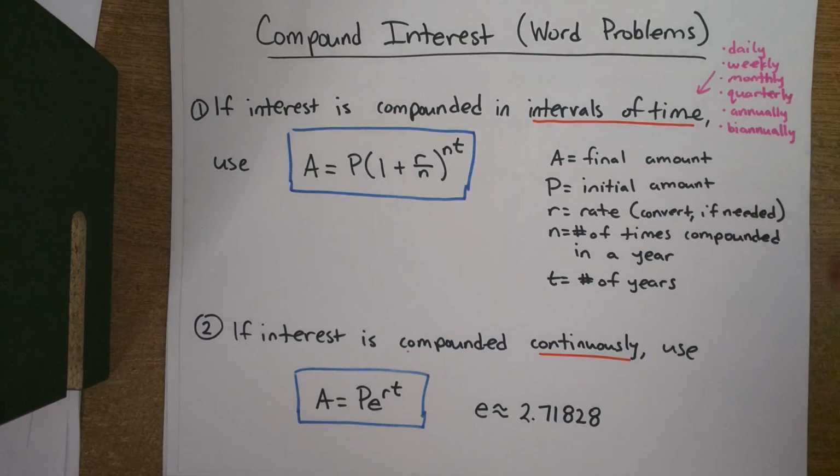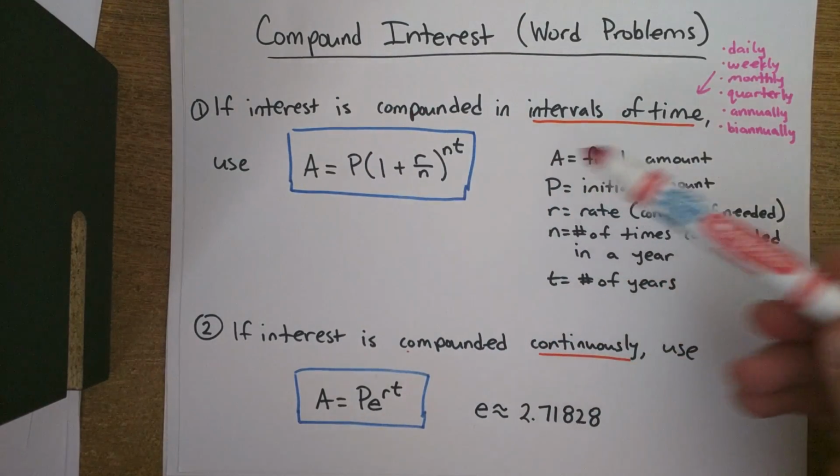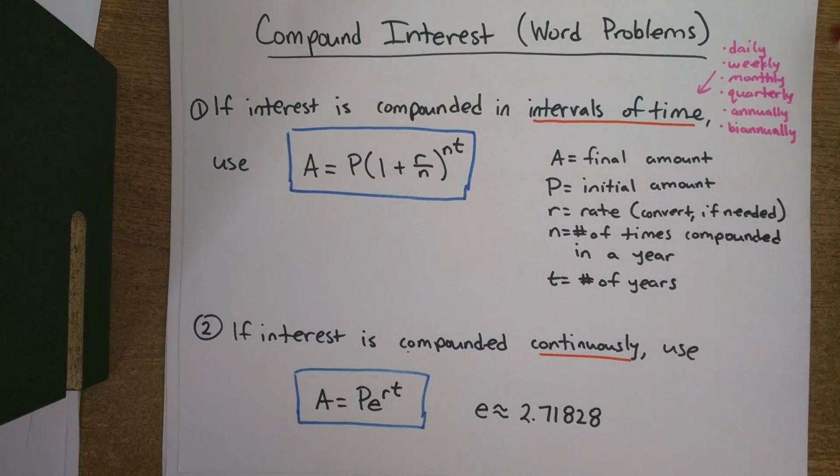So now, interest is compounded in intervals of time. For example, daily, weekly, monthly, quarterly, annually, biannually, meaning that if it's daily, more money is put into your account every day. If it's weekly, more money is put into your account every week. Monthly, every month. Quarterly means 4 times a year, so every 3 months. Annually means every year. Biannually means 2 times a year.